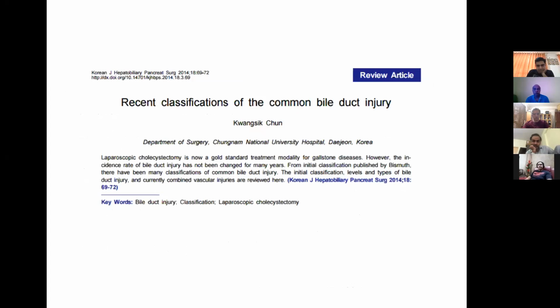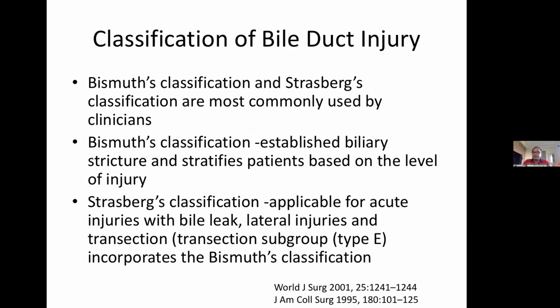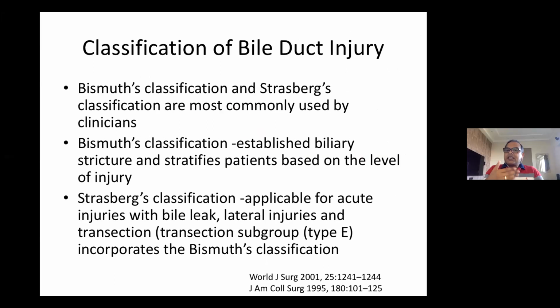So let's see some of the classifications of bile duct injury and what we get to know from them. The most common classification of bile duct injury is the Bismuth classification. You must be knowing about it. A similar type of classification is used in malignant stricture. Similarly, a classification of benign bile duct stricture is also there.